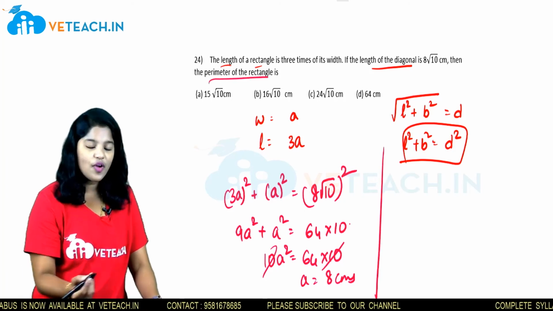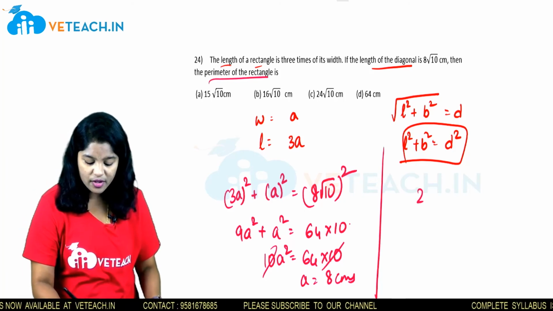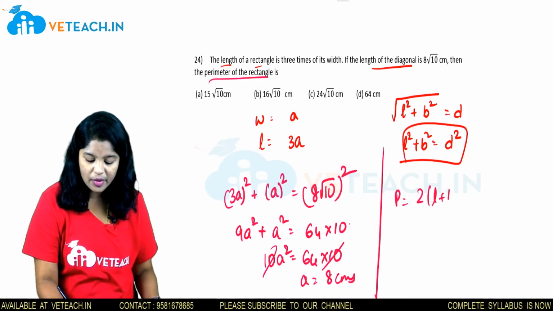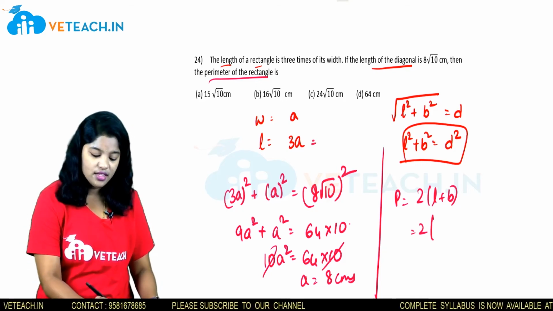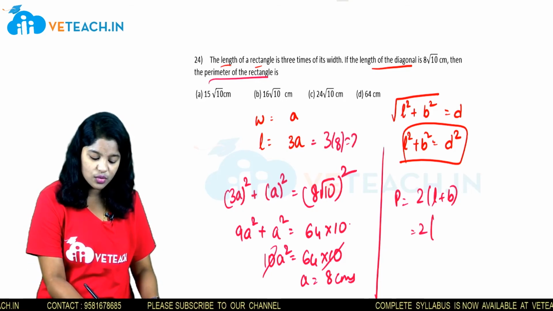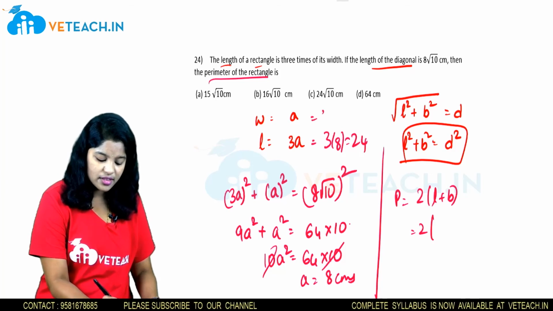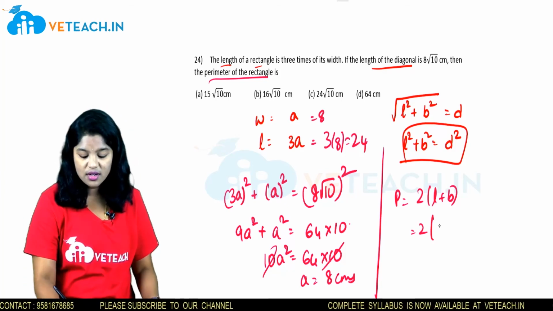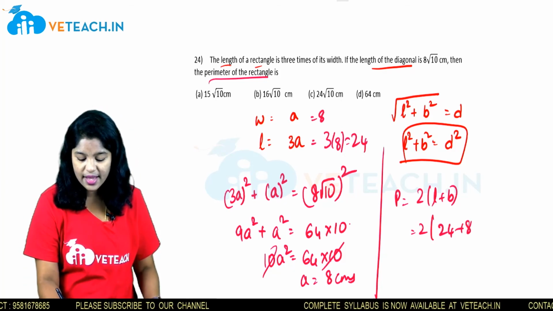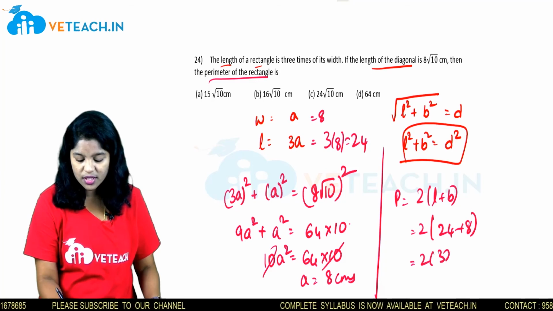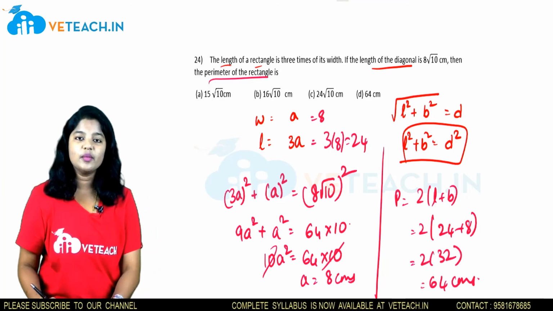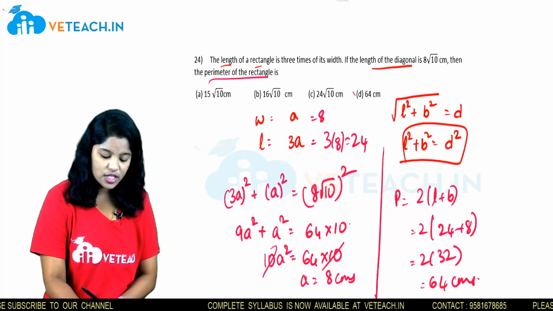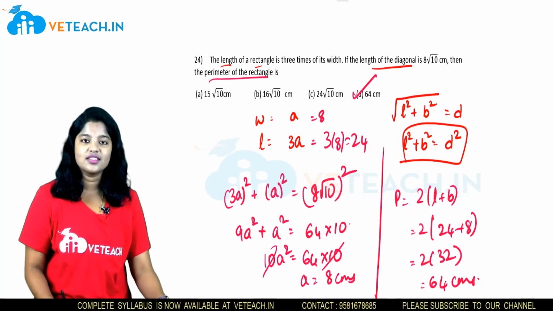Now they have asked us to find the perimeter. Perimeter of the rectangle is nothing but 2 into L plus B. That is 2 into length, which is 3a. So a is 8 centimeters, so 3 into a is 24, and breadth is equal to 8 centimeters. So 24 plus 8, 2 into 32, that is equal to 64 centimeters. So the perimeter is equal to 64 centimeters. Option D is our correct answer.